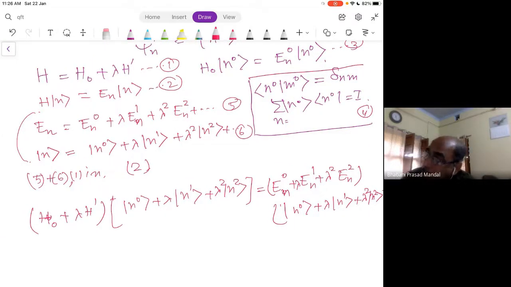Now, from this equation, compare. This equation will be valid in every order of lambda. So compare the coefficients of different orders of lambda.